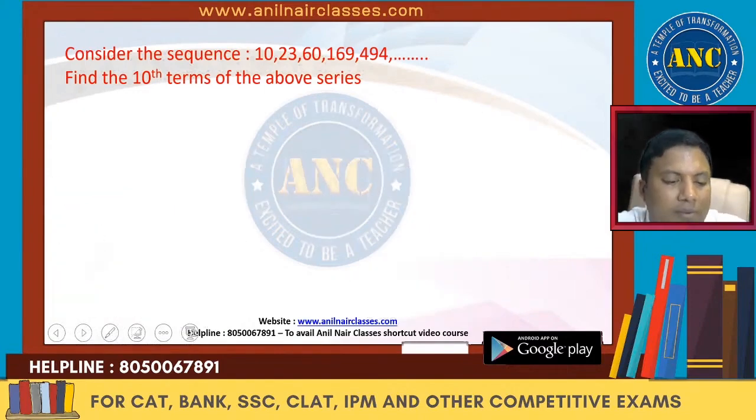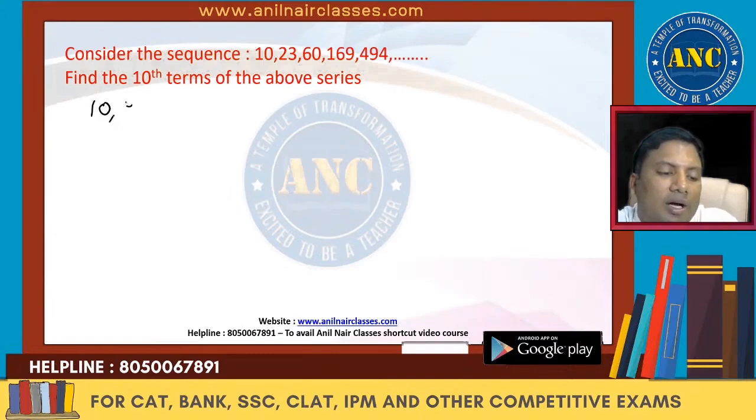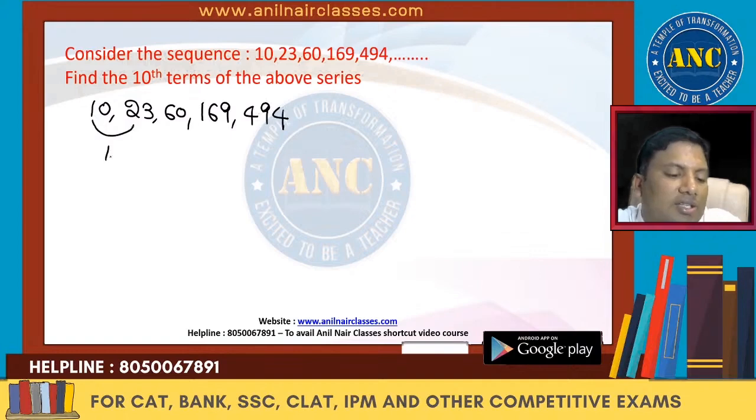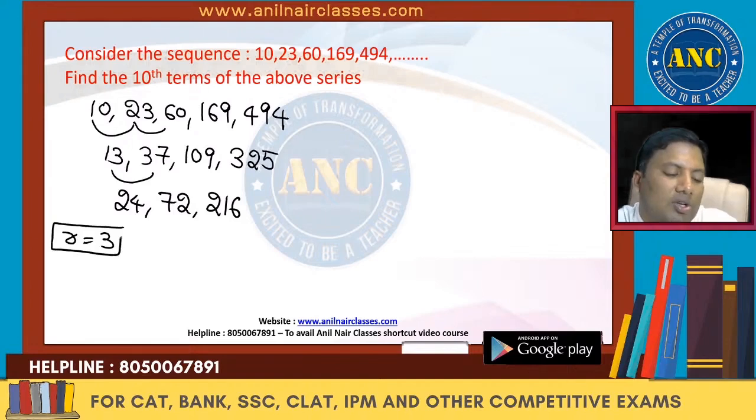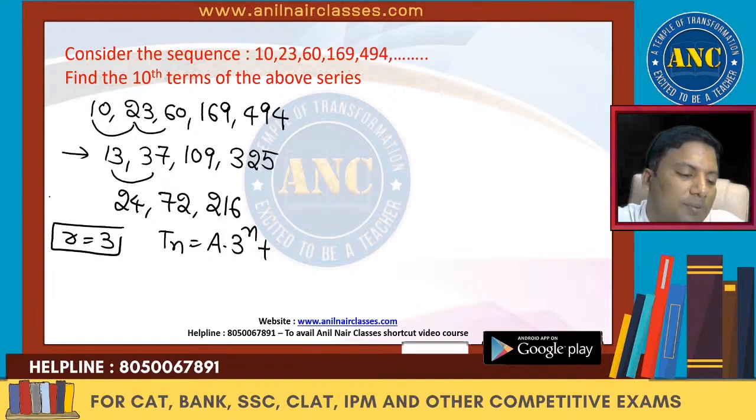Now we will go one by one. 10, 23, 60, 169, 494. This series is 13. Here 37. Here 109. Here 325. These are nothing but 24. Next is 72. Next is 260. R is nothing but the ratio, which is 3. So Tn is nothing but A into R power n plus Bn plus C. The difference is constant in 2 steps, right? First step, second step. So Bn plus C.